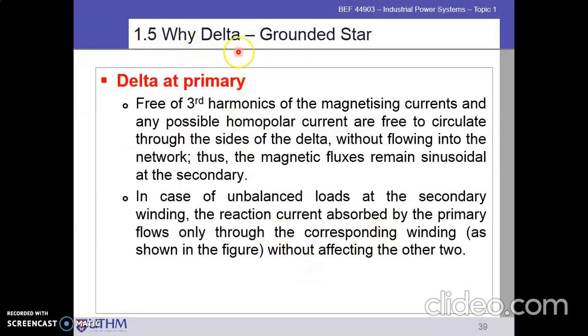Okay, why delta grounded star? Delta at primary and star at secondary. Why delta at primary? The third harmonic of the magnetizing current and any homopolar current are free to circulate through the sides of the delta without flowing into the network. Thus, the magnetic flux remains sinusoidal at the secondary. In case of unbalanced load at the secondary winding, the reaction current absorbed by the primary flows only through the corresponding winding, as shown in the figure, without affecting the other two.